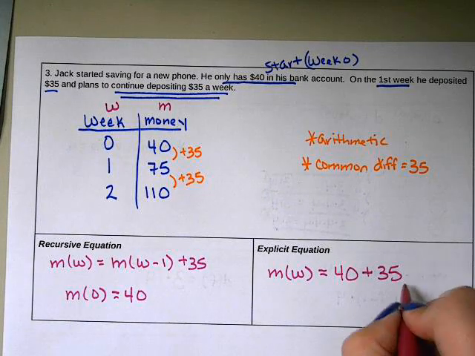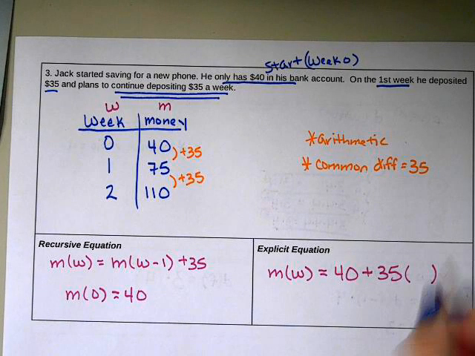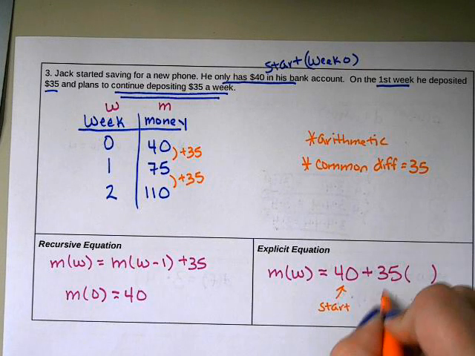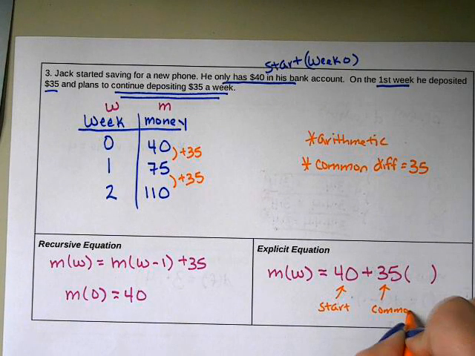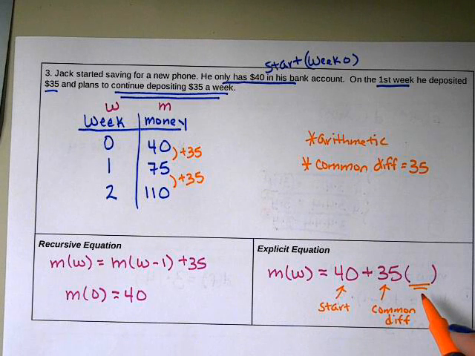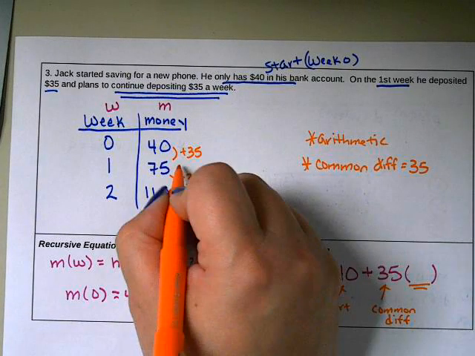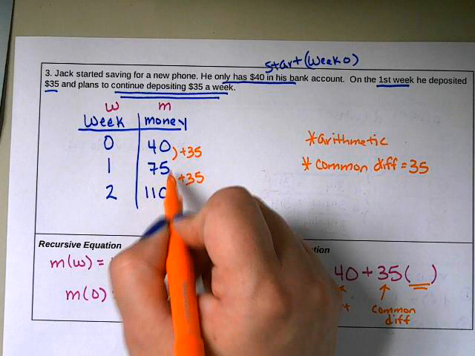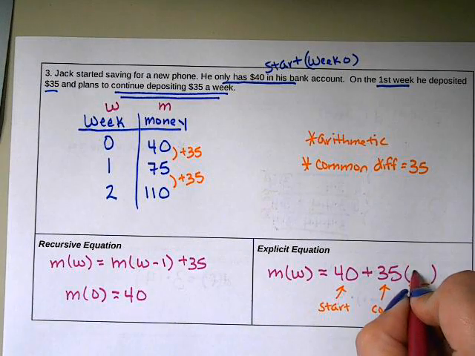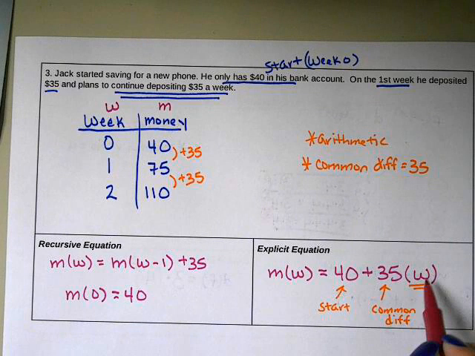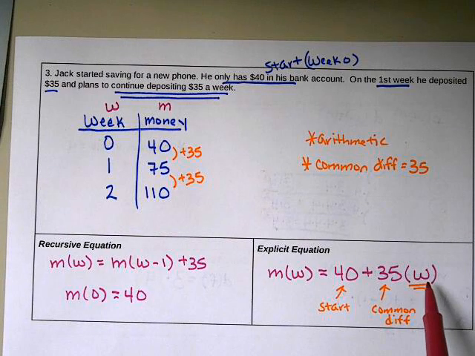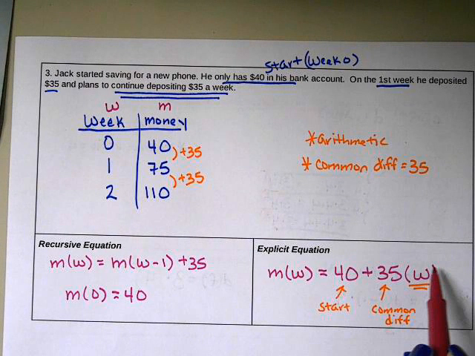And I just need to figure out what is this 35 multiplied by. So I'm going to just make a note really quickly here. This was our start. This was the common difference. And we just need to figure out how many times he is multiplying by 35. So in this very first week, he added 35 once, and in the second week, we'd add 35 twice, which means that the number of times he adds 35 just depends on the number of weeks. We started at week 0, so this is just going to be W. If we started at week 1, this would end up being W minus 1.